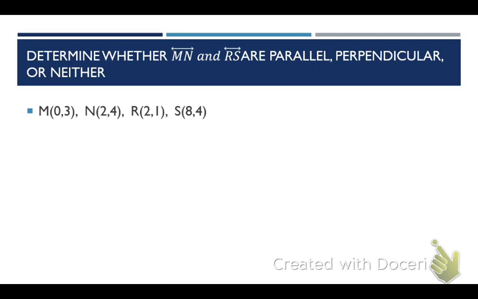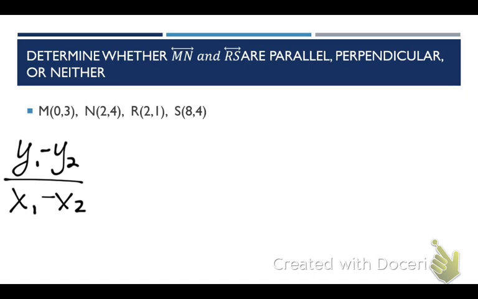Determine whether MN and RS are parallel, perpendicular, or neither. So, we have two lines. What are the names of my lines? MN and RS. I have to decide if they're parallel, perpendicular, or neither. What would I need to know about them to decide if they're parallel or perpendicular? Their slopes. So I need to find their slopes. So we are going to use the slope formula. Okay, y1 minus y2 over x1 minus x2. But then comes the question of which 2 points do you use?